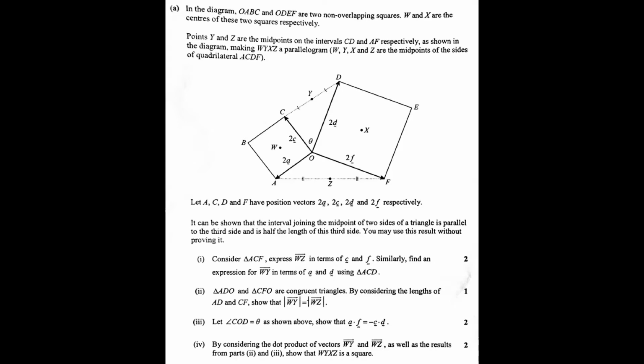Part 3 tells us to let angle COD equal theta as shown in the diagram, and then they want us to show that vector A dot vector F is equal to negative vector C dot vector D. It's important to note these dots here are the vector dot product of these vectors, as opposed to just normal multiplication. So let's take a look.